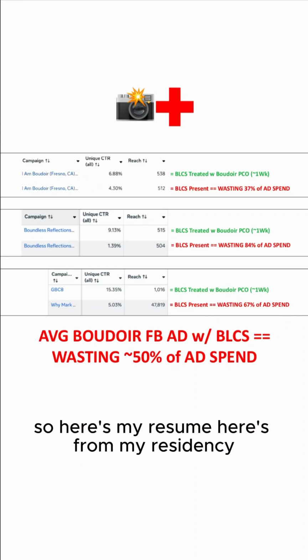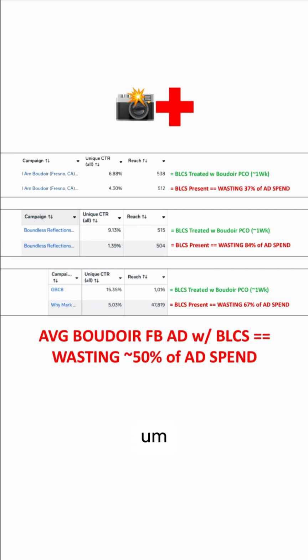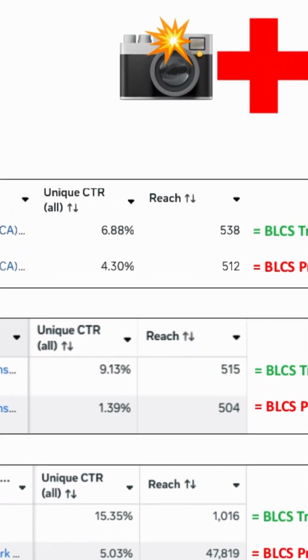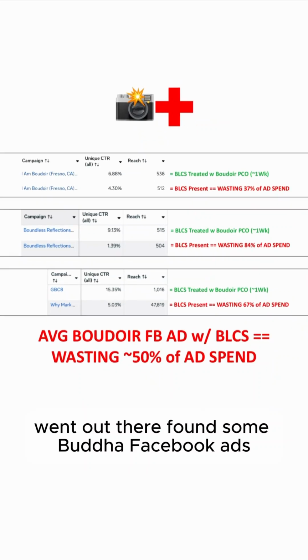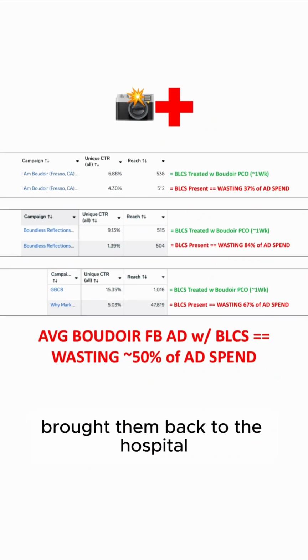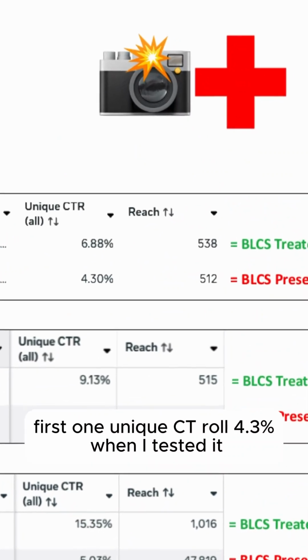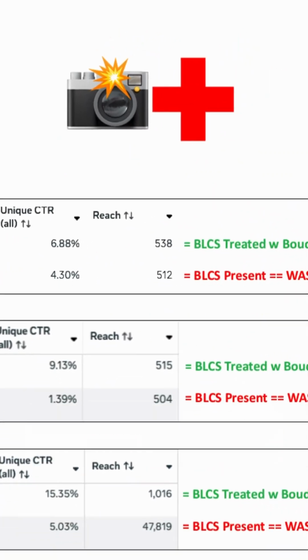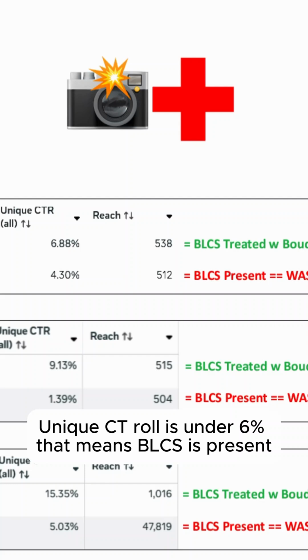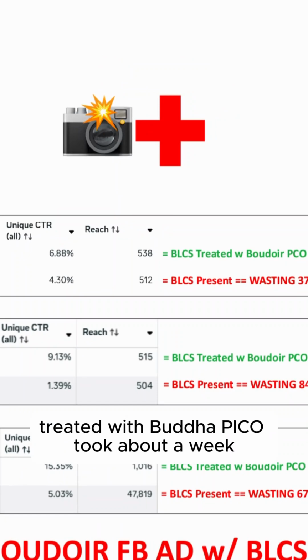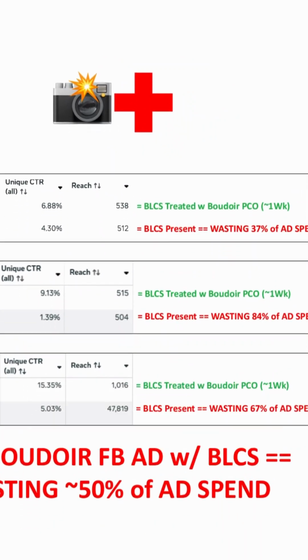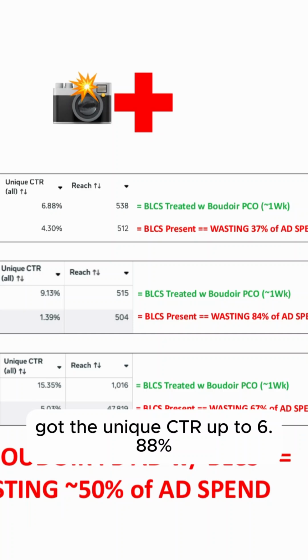So here's my resume, from my residency. Went out there, found some Boudoir Facebook ads, brought them back to the hospital. First one, unique CTR all 4.3% when I tested it. All right, unique CTR all is under 6%. That means BLCS is present. So we duplicated it, treated it with Boudoir Pico. Took about a week. Got the unique CTR all up to 6.88%.